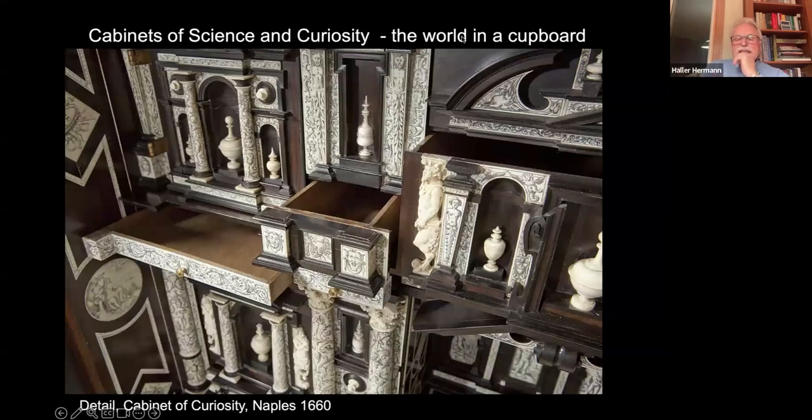And here I show you a detail of one of these cabinets of curiosity. This one is not from Naples, but it's in the museum in Naples. And you can see how delicate this is, all ivory. These were made, so all of a sudden, the structure, the background for all the science, because they are only made for the precious different objects, all of a sudden becomes art itself. So this gives you an overview about cabinets of science and curiosity.